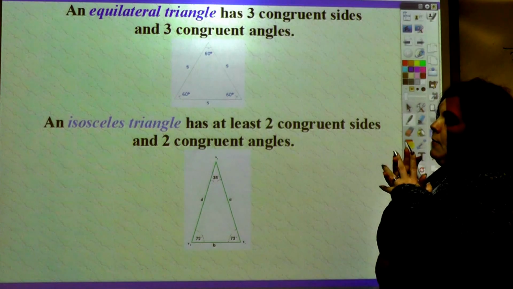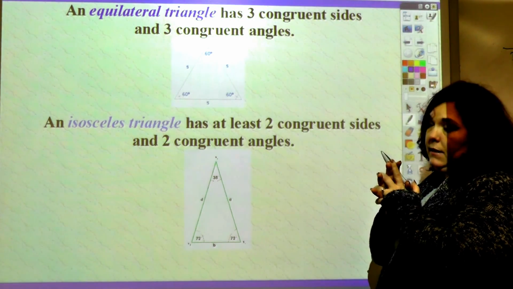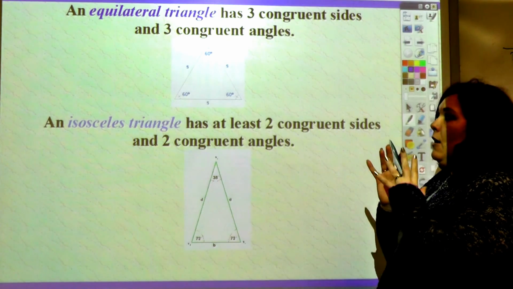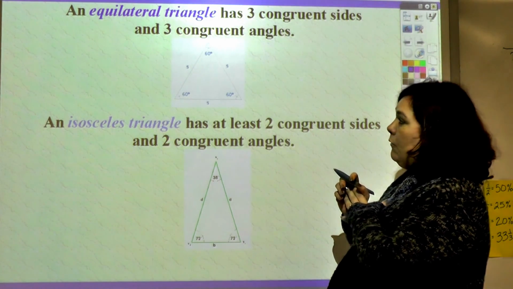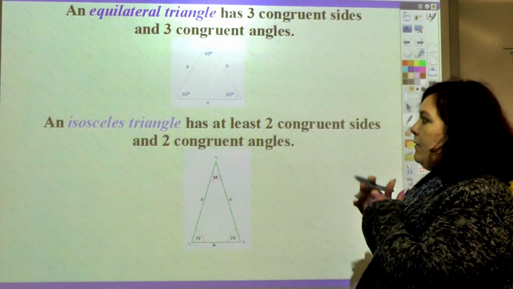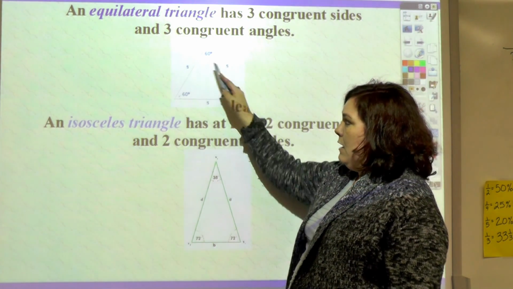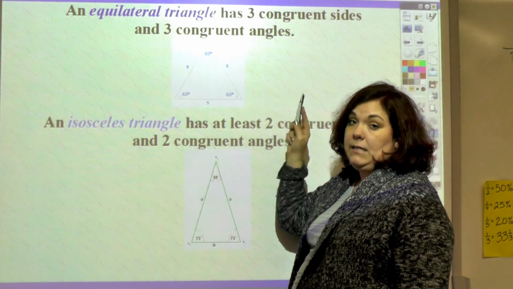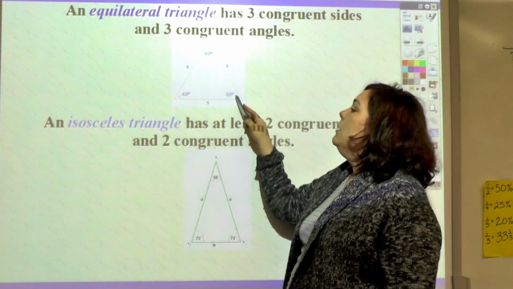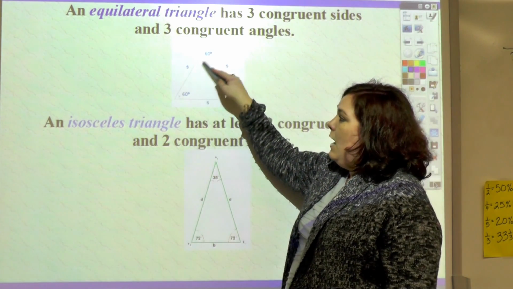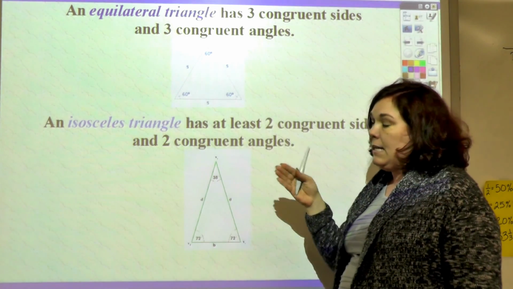So now I'm going to talk about the way you classify triangles by their sides. So we looked at angles and now how they classify by their sides. So an equilateral triangle has three congruent sides, three same sides, and three same angles. And the measure of the angles is always going to be 60 because they're the same, and 180 divided by 3 is 60. So this is 60, this is 60, this is 60. And this says that these sides are the same. That's equilateral. Equi, like equal.